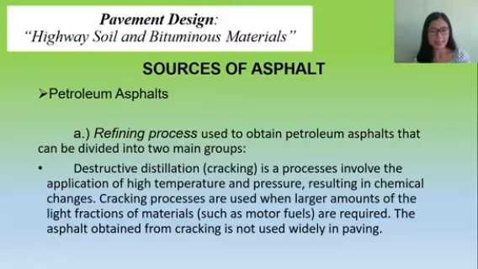It is a process involving the application of high temperature and pressure resulting in chemical changes. Cracking processes are used when large amounts of light fractions of materials, such as motor fuels, are required. The asphalt obtained from cracking is not used widely in paving. It also removes the different volatile materials in the crude oil at successively higher temperatures until the petroleum asphalt is obtained as residue. And also, intense heat and high pressures are applied to produce chemical changes of the material.